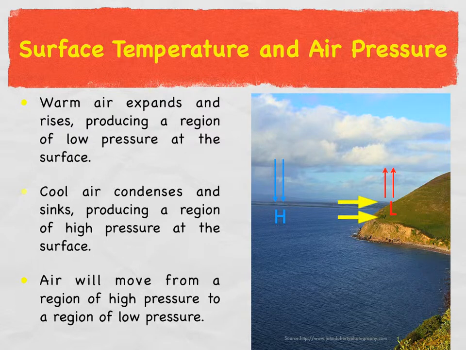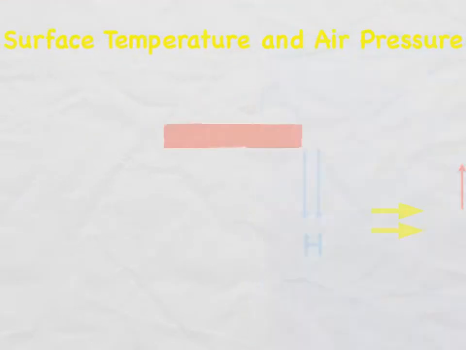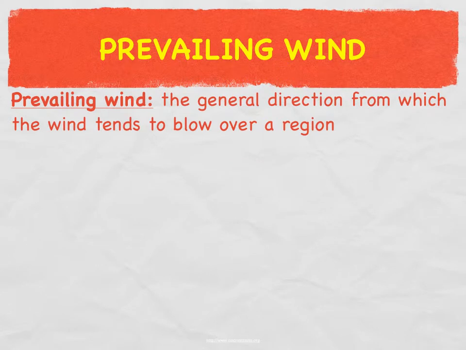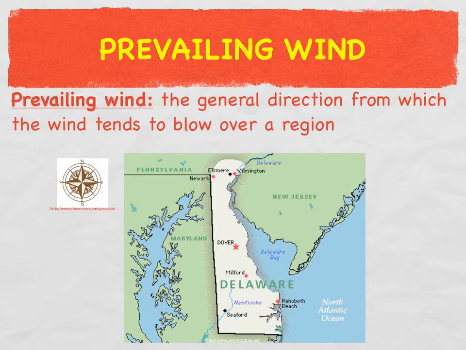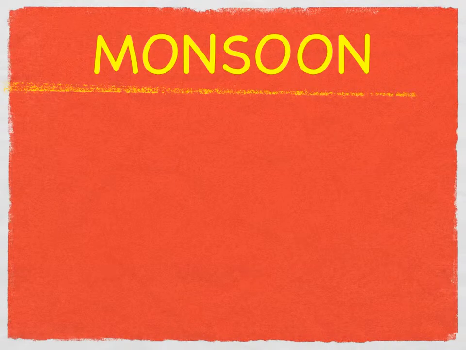Now let's review a few vocabulary words. The term prevailing wind refers to the general direction in which the wind tends to blow over a region. For example, if winds in Delaware usually blow from the west to the east, then we would say the prevailing wind direction is from the west. The term monsoon actually refers to seasonal changes in the prevailing wind direction.